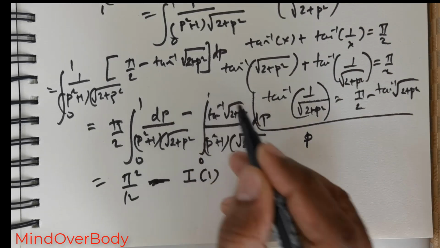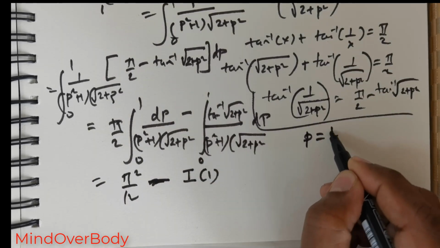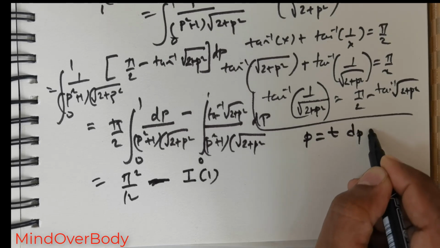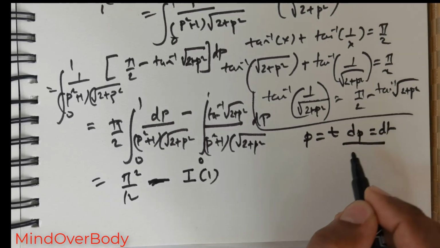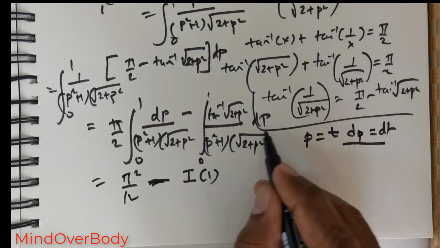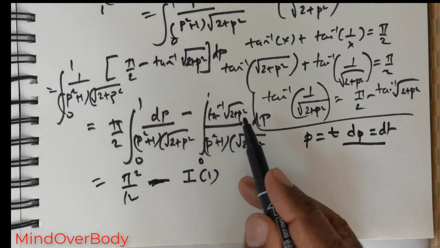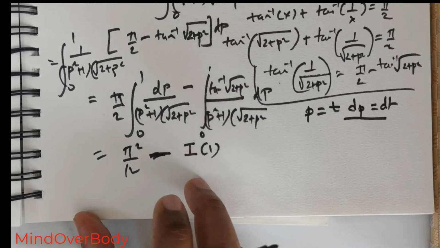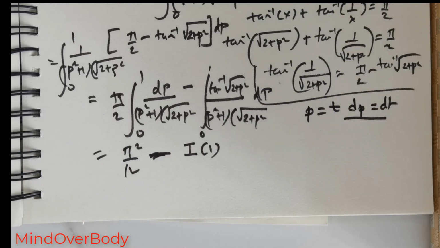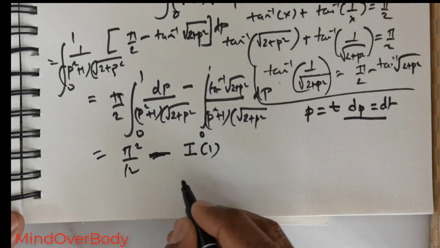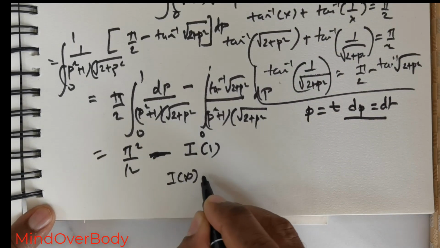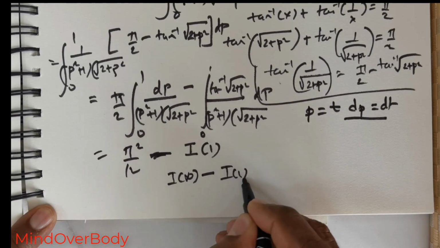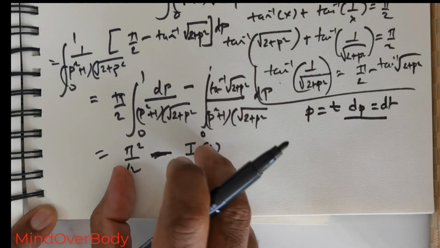So this is from 0 to 1. If I were to take p is equal to t, this would give me dp is equal to dt, and still this is going to give us the same function that we started off with. Place all these values and then complete the question. So on the left we got I of infinity negative I of 1 over here.